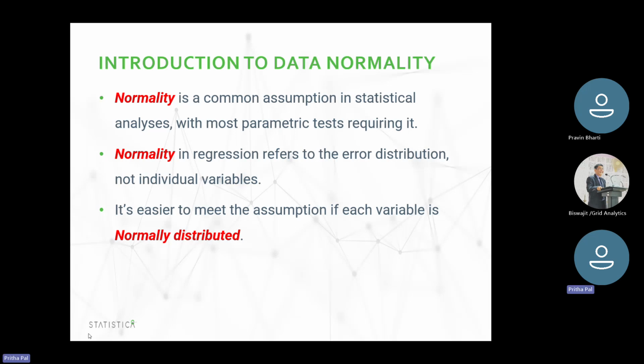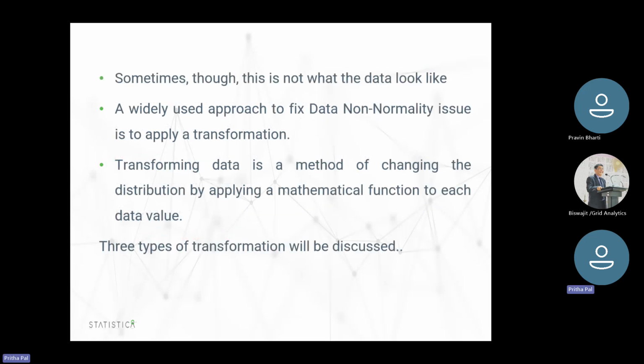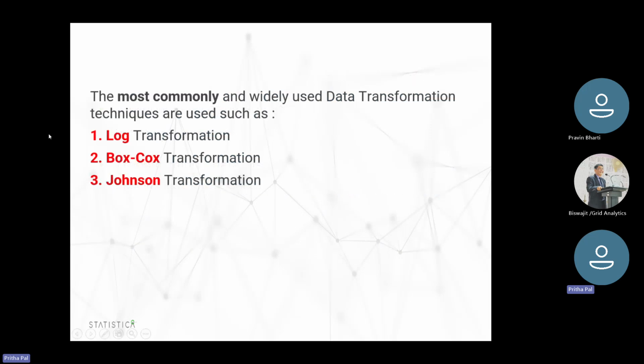So when our data is not normal, this data non-normality issue is fixed by applying a transformation. Transforming data is a method of changing that distribution by applying a mathematical function to each data value. There are three types of transformation that will be discussed in this session. The most commonly and widely used data transformation techniques are namely log transformation, Box-Cox transformation, and the Johnson transformation.